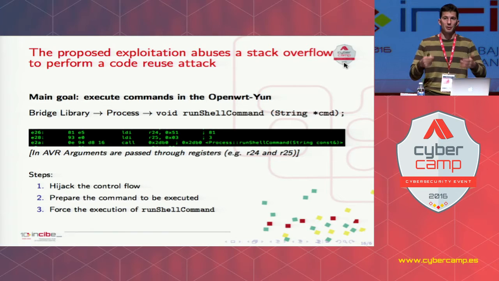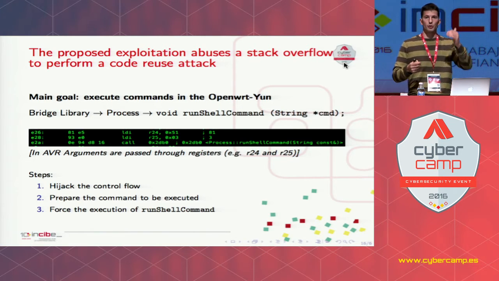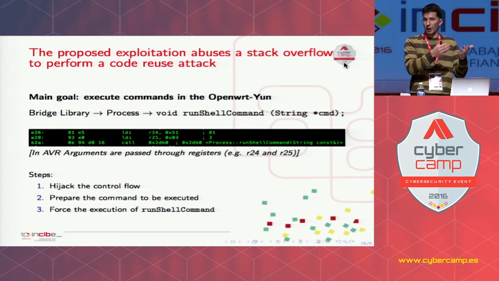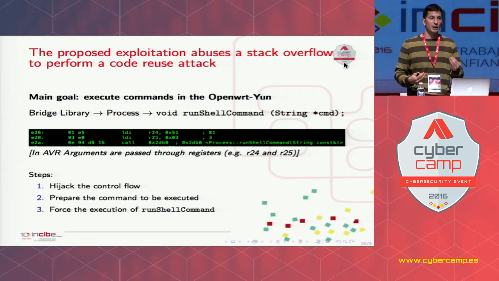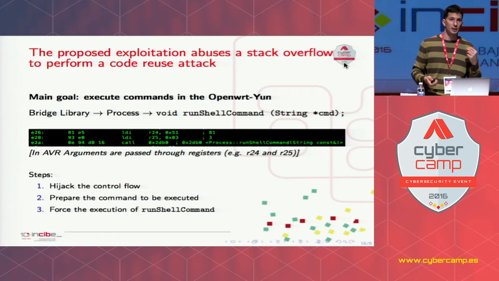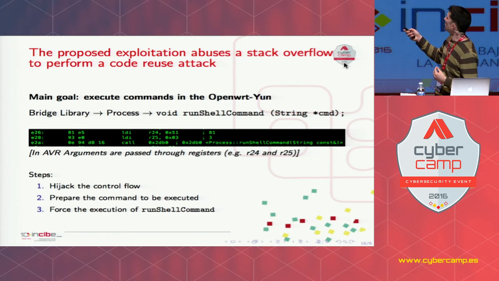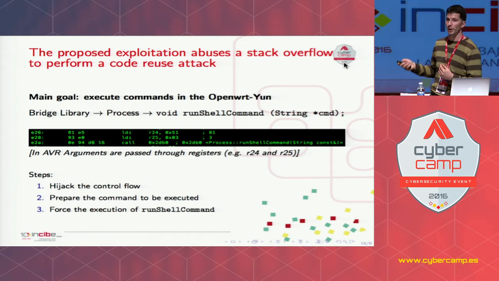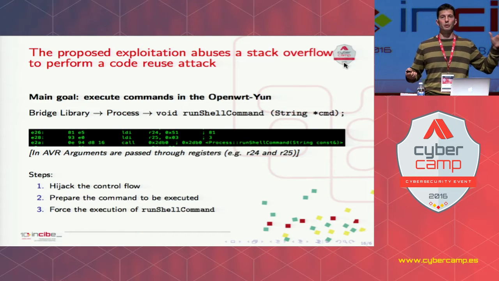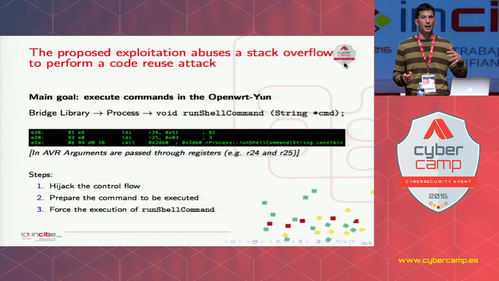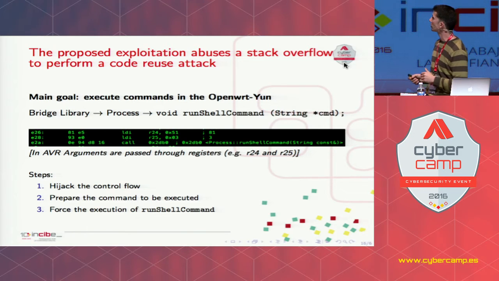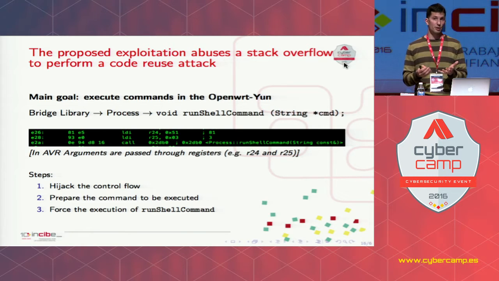And how do you transfer that in AVR? Here we use registers. When you are executing a function, say, for instance, I have to execute this command, where is it? Well, wherever I'm told it is. In this case, registers 24 and 25. Therefore, you load the address of the command into registers 24 and 25, and then you call the function run shell command. It knows internally that the command you want to execute is in registers 24 and 25.